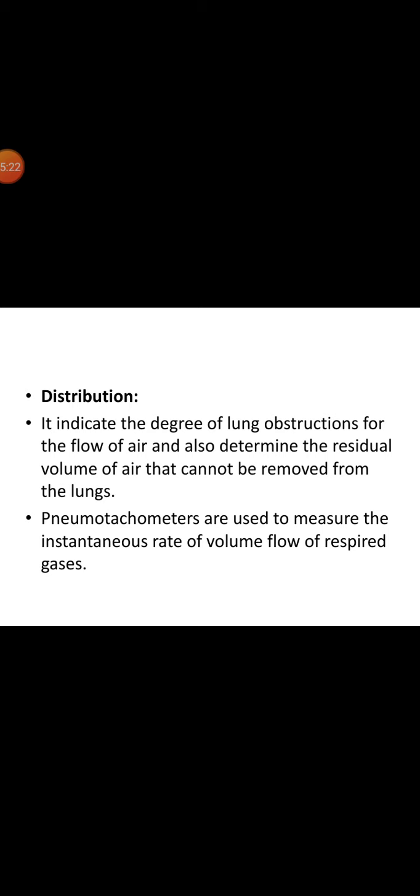Distribution indicates the degree of lung obstruction to the flow of air and also determines the residual volume of air that cannot be removed from the lungs. Pneumotachometers are used to measure the instantaneous rate of volume flow of respired gas.